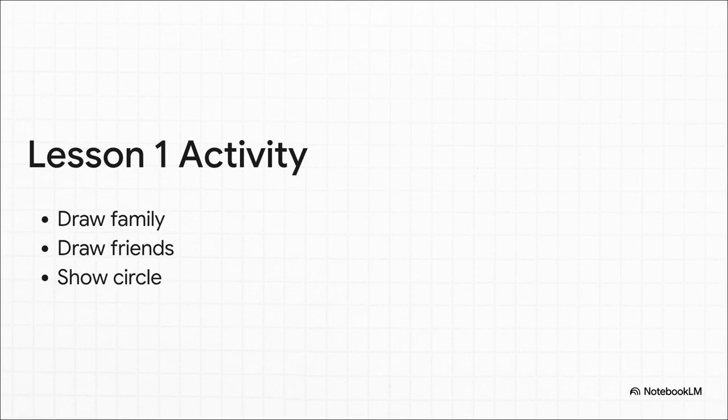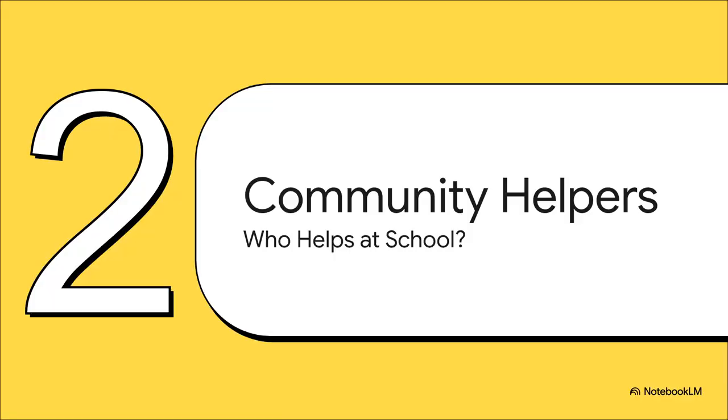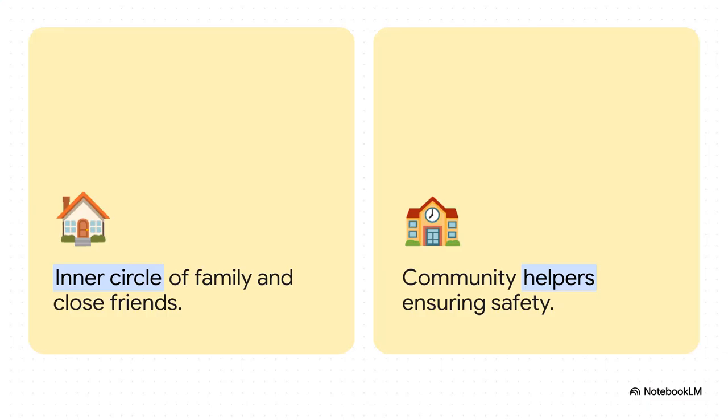This visual representation solidifies the neural pathways associated with trust and security. It visually proves to the child, hey, I am not alone. These are the people who know me and care about me. Let's move to Section 2, recognizing our community helpers, and see how this builds. Once that intimate inner circle is firmly established, the curriculum asks the child to zoom out.